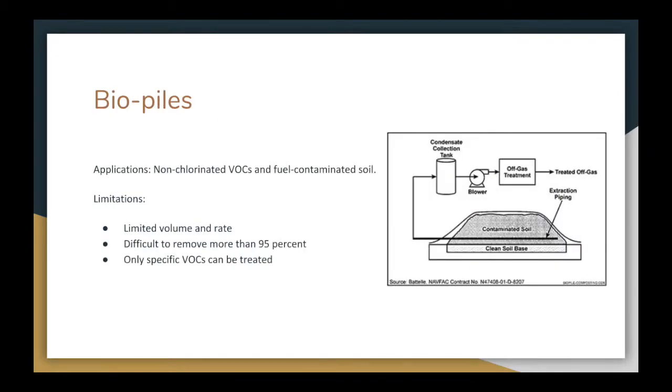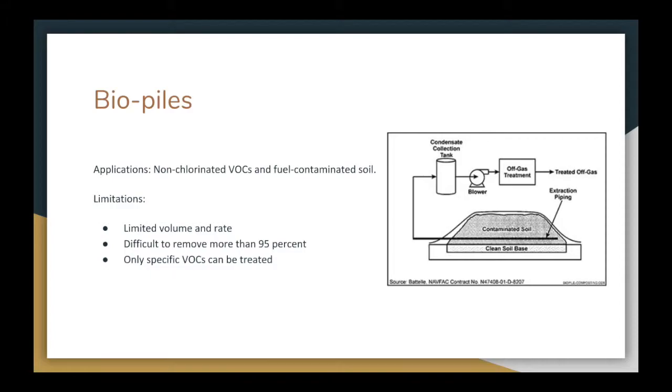A biopile is a remediation method which consists of a large mass of excavated soil which is then mixed with soil amendments, which are substances that will help to improve the overall quality of the soil. The soil is then aerated and the VOCs are removed. The most common application of this remediation method is to attempt to decontaminate large sections of soil of non-chlorinated VOCs and fuel-contaminated soil.